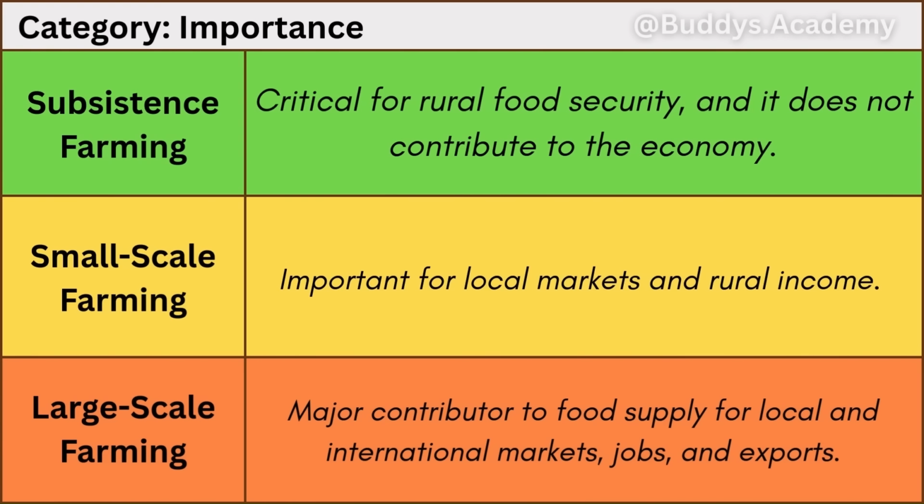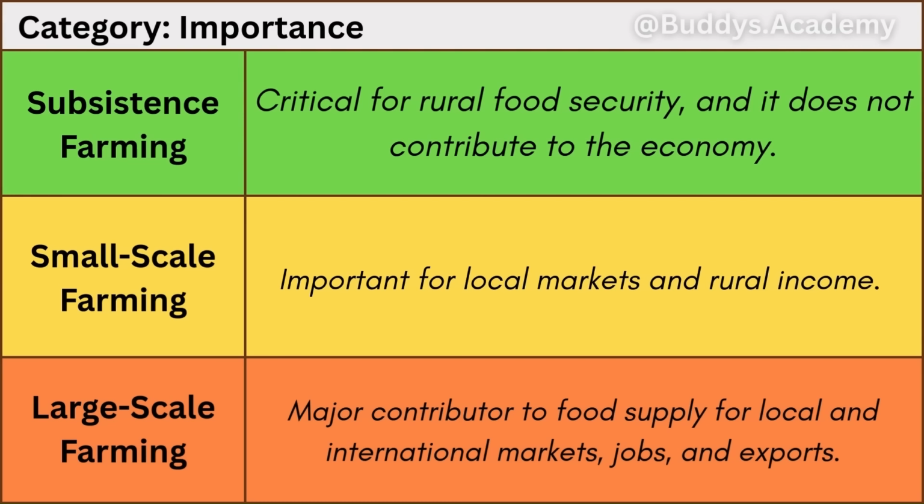Now in terms of importance, your subsistence farming is going to be critical for food security, and it does not contribute to the economy. Because remember, we did mention that in terms of your subsistence farming, it's just going to be enough for the farmer and his family to eat, right? It's not going to be sold for money, so it's not going to contribute to the economy. Now when we say it's critical for rural food security, we're basically saying it's critical in ensuring that people in the rural area will have enough clean, safe food to eat, right?